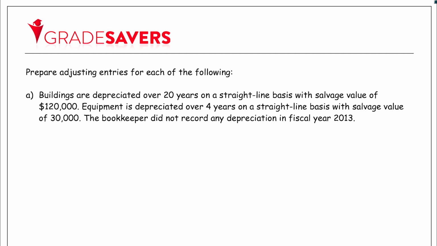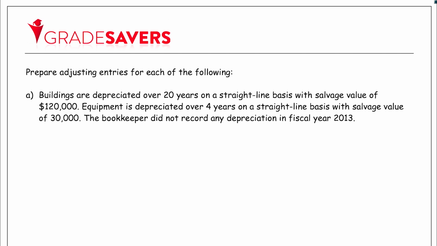So in Part A, it says, buildings are depreciated over 20 years on a straight line basis with salvage value of $120,000. Equipment is depreciated over 4 years on a straight line basis with a salvage value of $30,000. The bookkeeper did not record any depreciation in the fiscal year 2013. So this is a very typical adjustment. It's an adjustment to recognize the amount of depreciation expense that has happened during the time period.